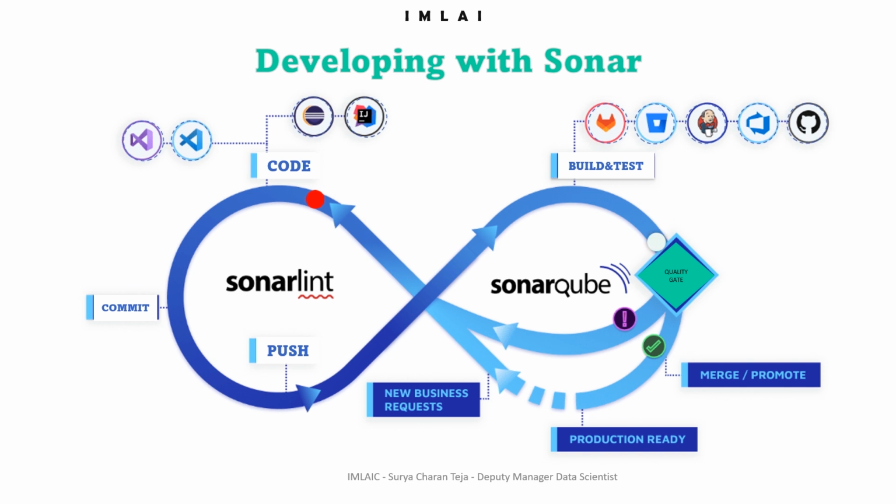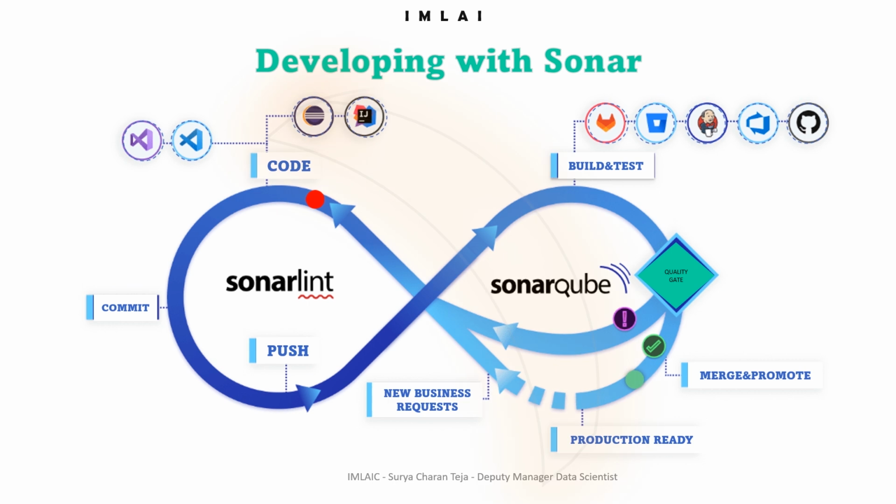On the other side, if the quality gate passes with a green light, it will go further, it will go for the merge and promote, and it will finally become production ready so that it can be exposed to the external world.